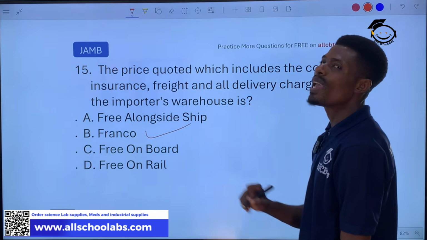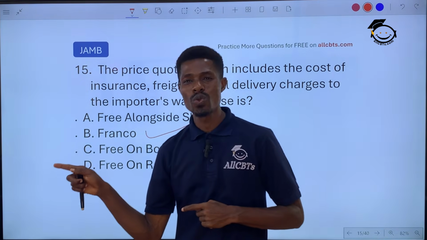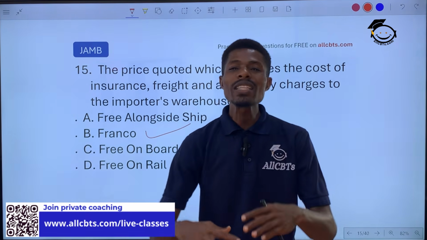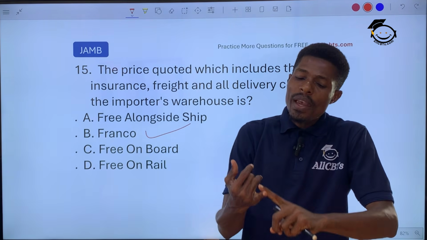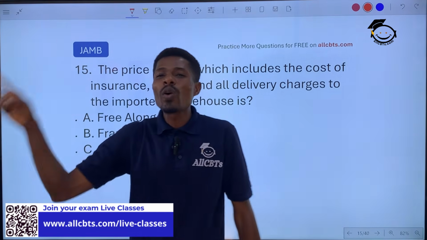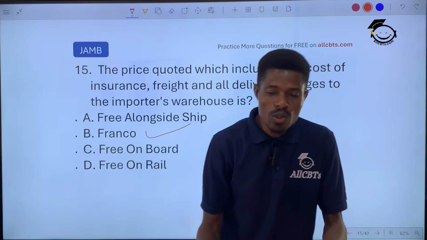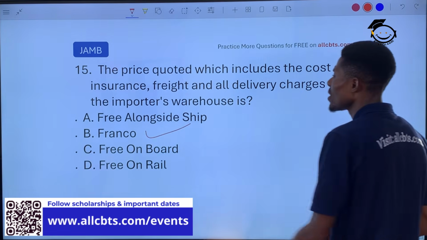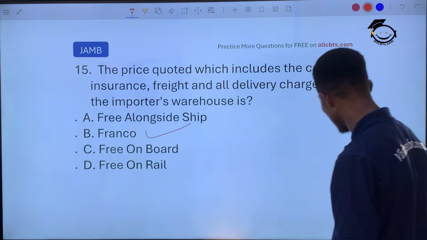The correct answer is option B. Why? Franco is a free to house, free to warehouse document that covers the total cost of shipping goods to the final consumer. That is, Franco covers the costs of moving goods from the port to the final consumer. So that's why the correct answer is Franco. Franco also means free to warehouse.